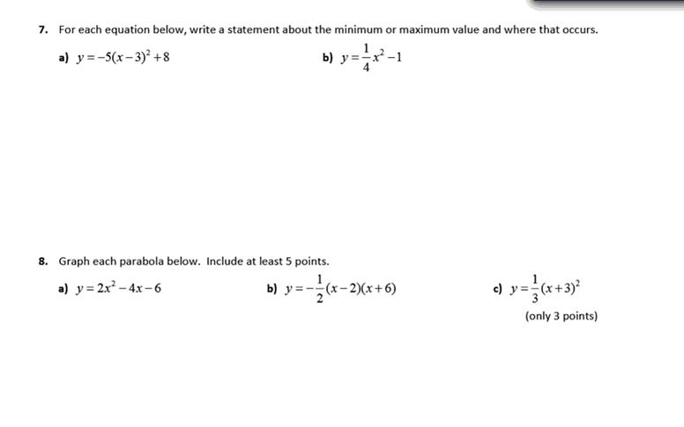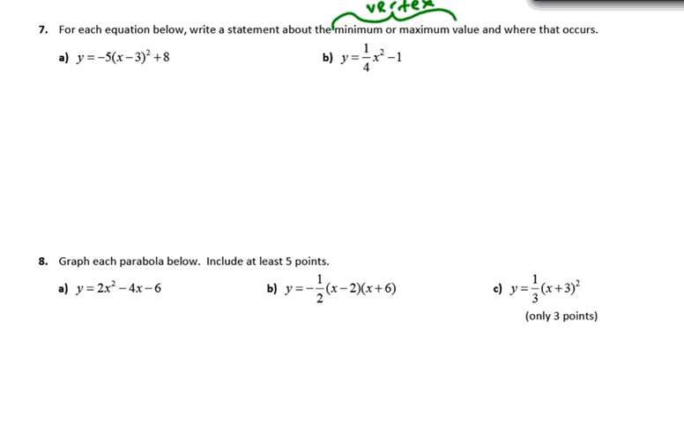Now, on the last day, we talked about minimum and maximum in relation to vertical motion, but this applies to any parabola. The minimum or maximum is asking about the vertex. And the vertex, whether it's a minimum or maximum, depends on whether the parabola is opening up or opening down. So in the last question, number 6, we determined whether the parabolas were opening up or down.